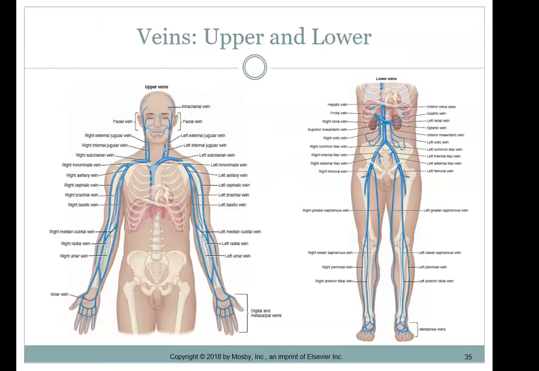Just a quick note that the deep veins are those that are far from the surface, while superficial veins are close to the surface. Note again that the dividing line for upper and lower vessels is the diaphragm.